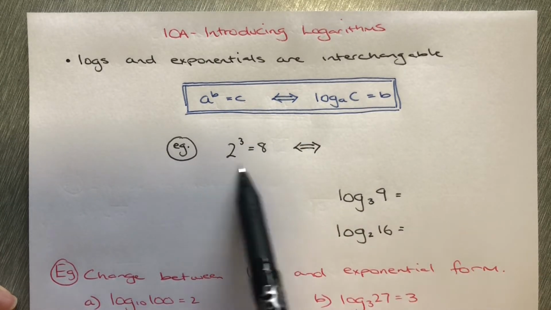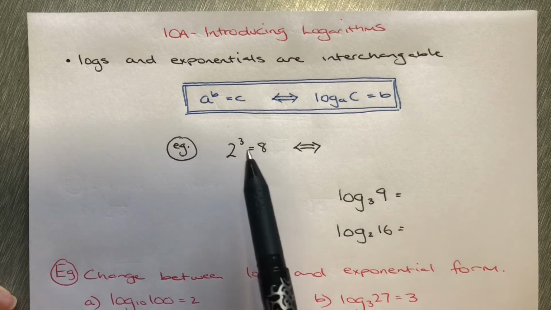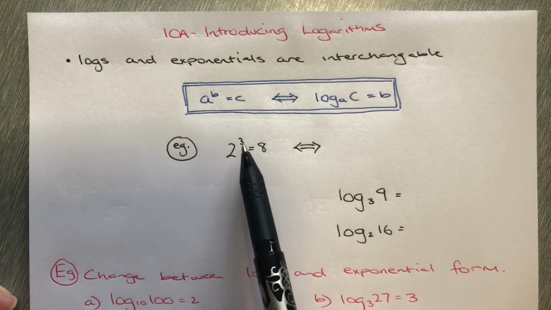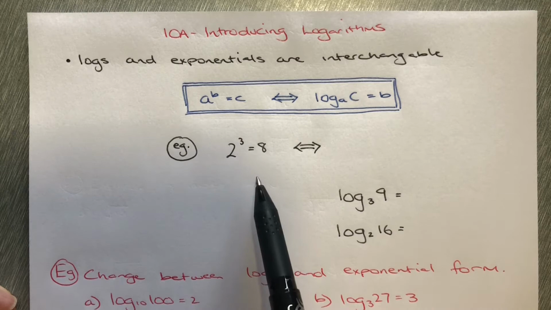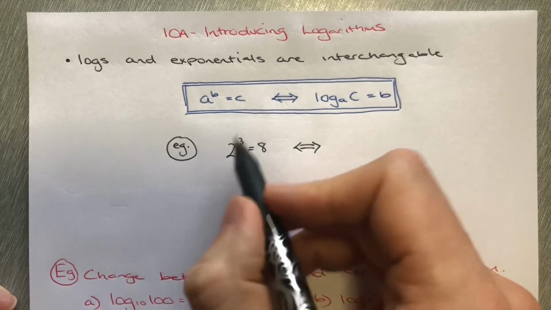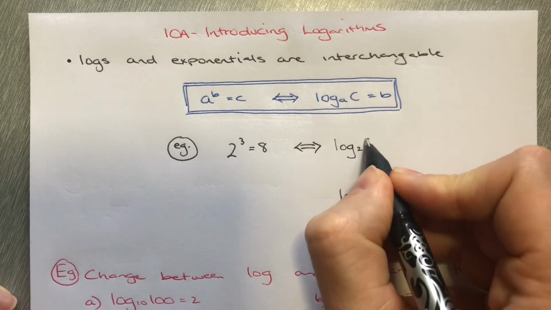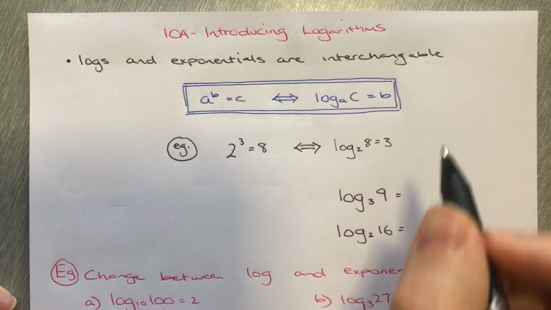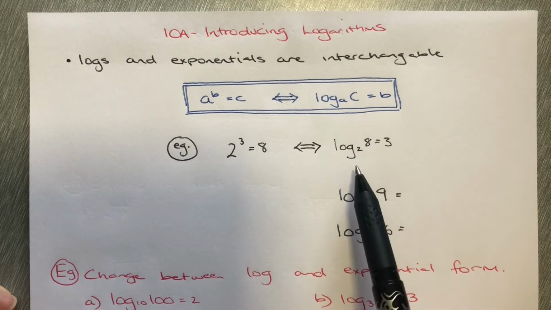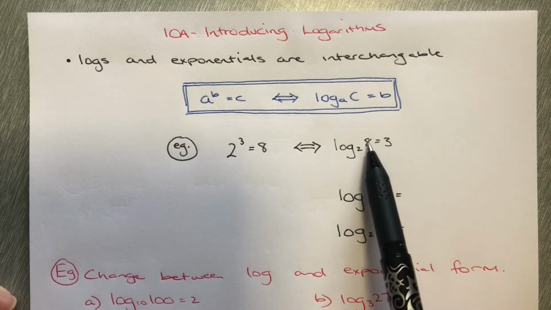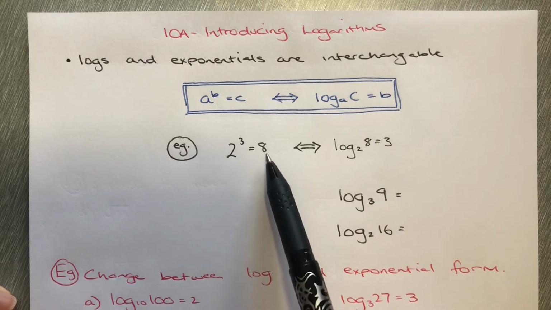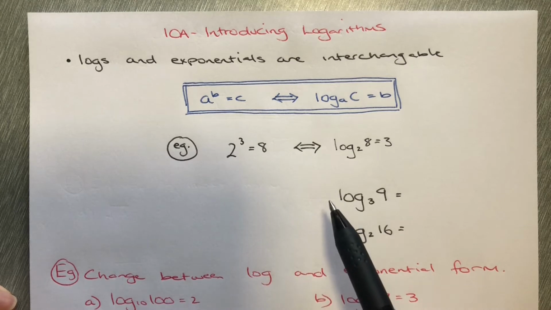So with this example here that I'm going to show you, we'd already know that 2 to the power of 3 gives us 8, but we can write that as a log as well. So this could be written as log base 2, 8 equals 3. So I'm looking at this and I can say that 2 to the power of 3 gives us 8. See how they work the same sort of way?